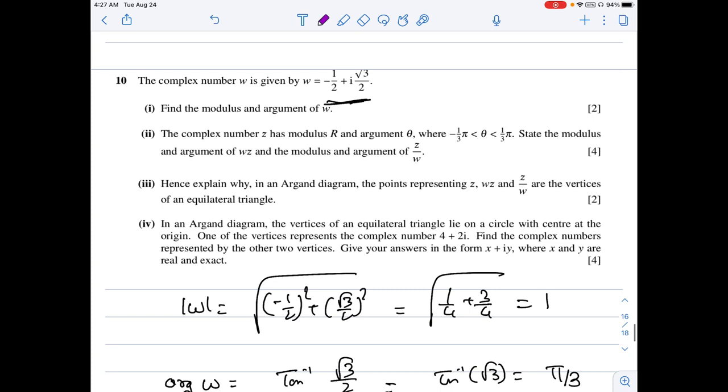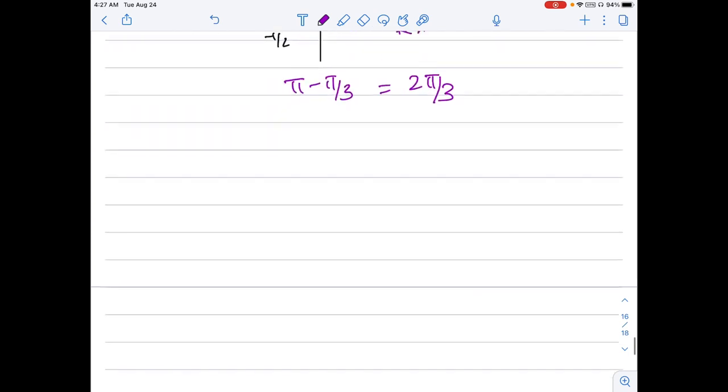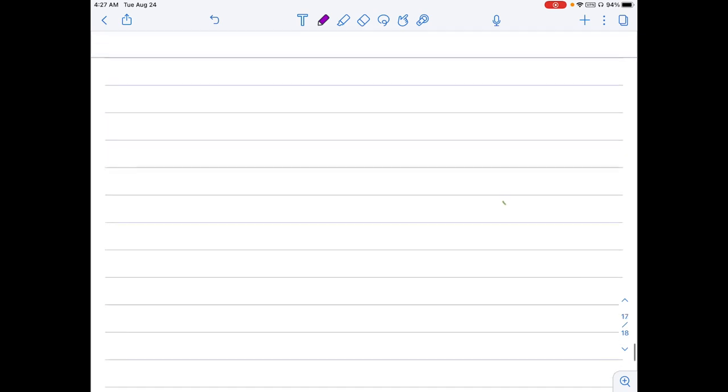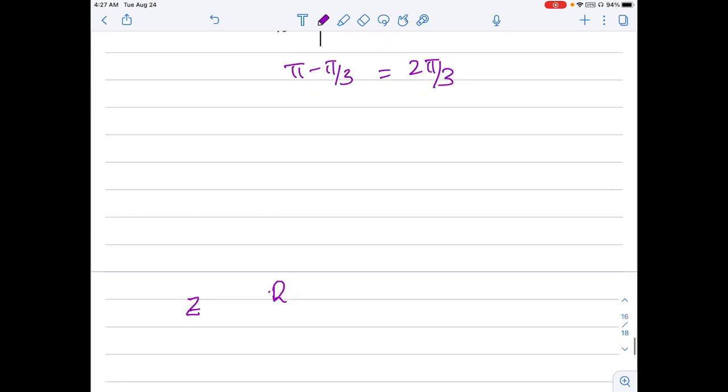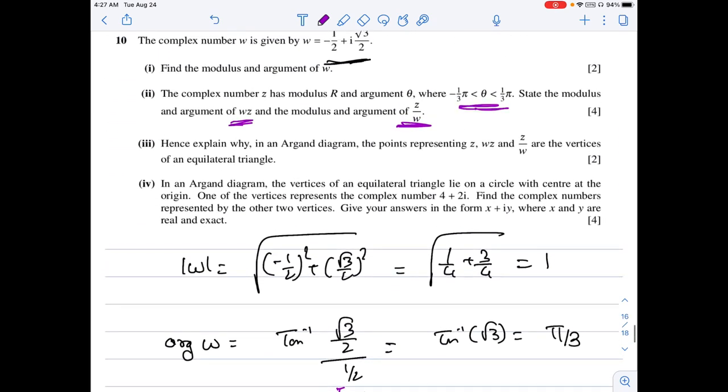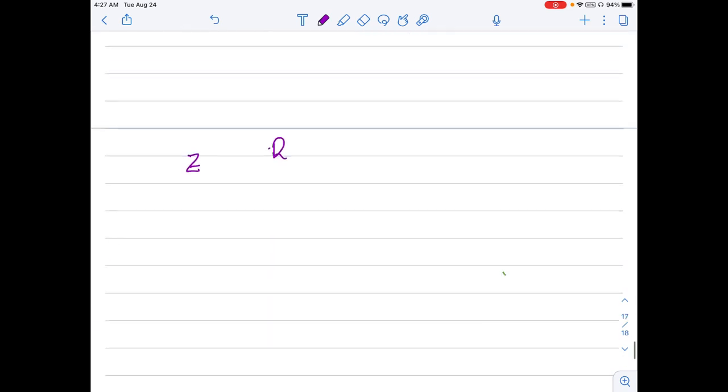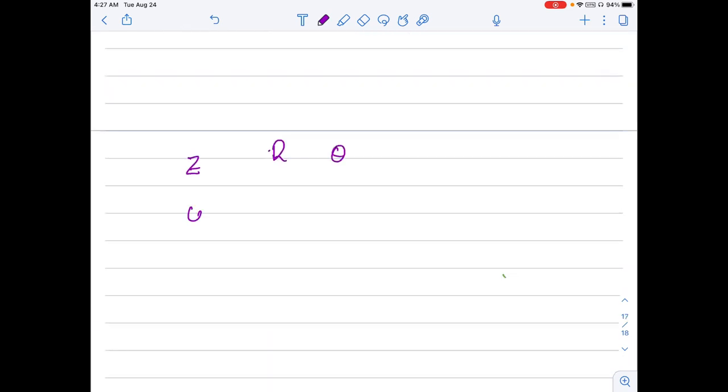Now coming to the next question: the complex number z has a modulus r and the argument theta, and theta lies between negative pi by 6 and positive pi by 3. State the modulus and argument of omega z and z by omega. So z is a complex number with modulus r and argument theta, and omega, just now we got, has modulus 1 and argument 2 pi by 3.